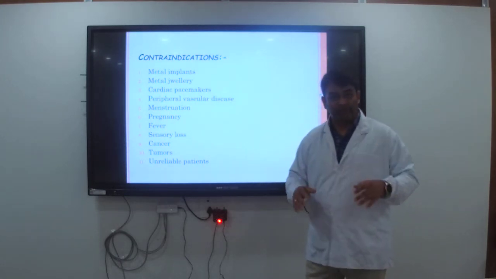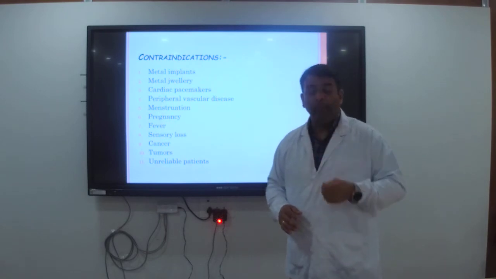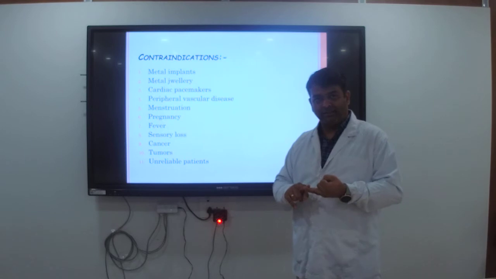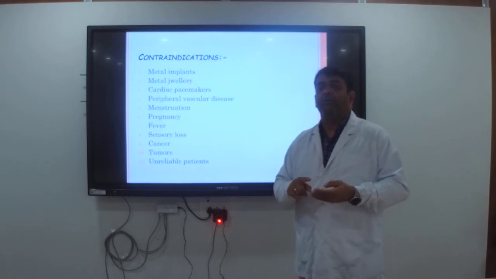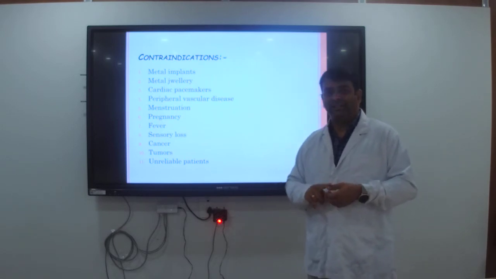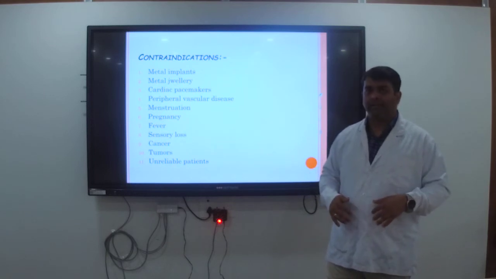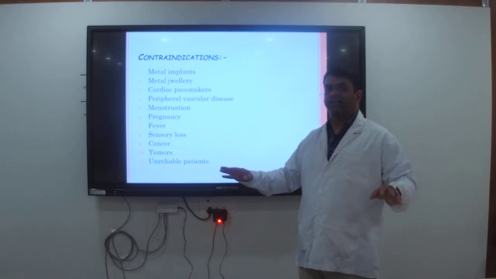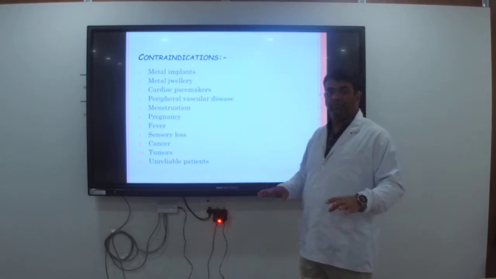So whenever the patient comes for treatment with SWD, you have to tell them to remove all the jewelry, maybe rings, the neck chain, any coins in the pockets, the keys, any metal thing, this belt, this watch, and a mobile phone too. It has to be kept aside during the treatment. It should not be near the patient.